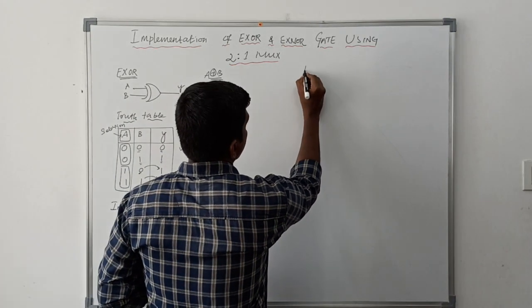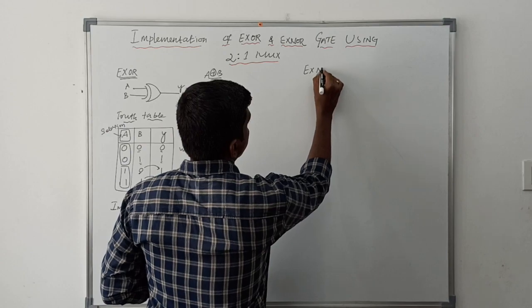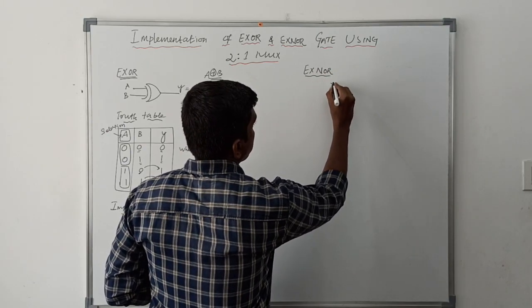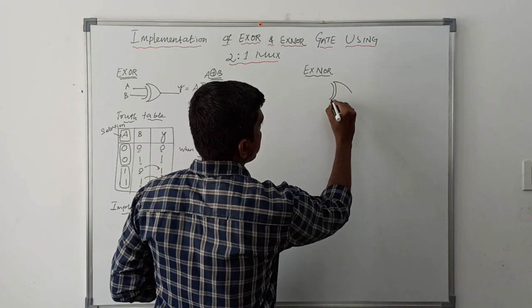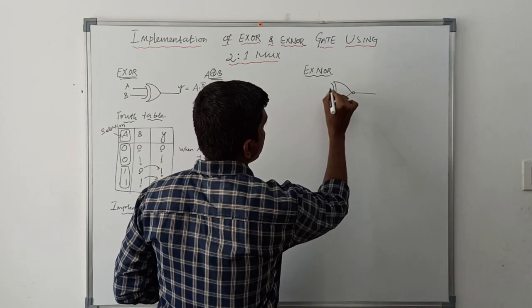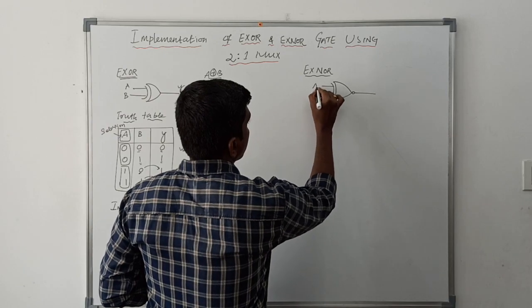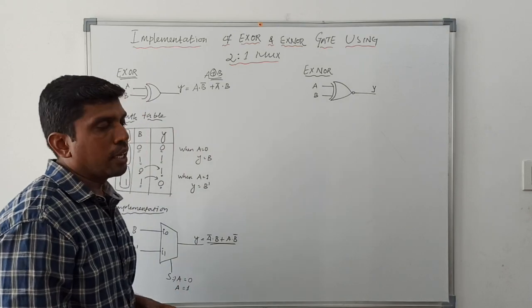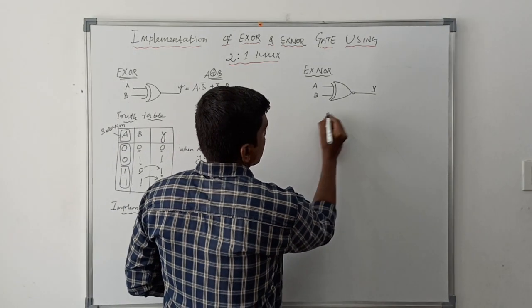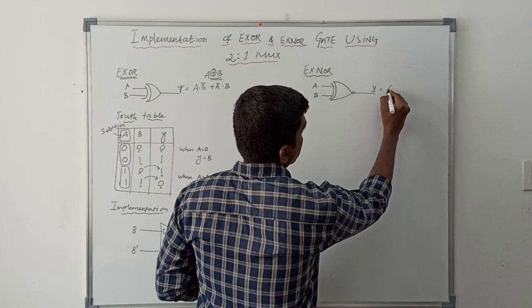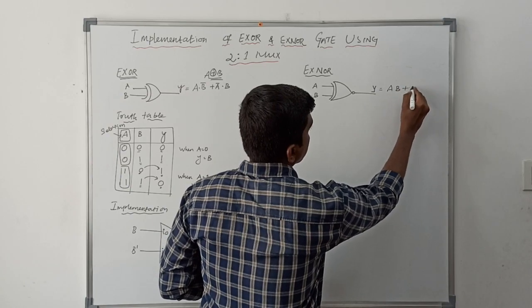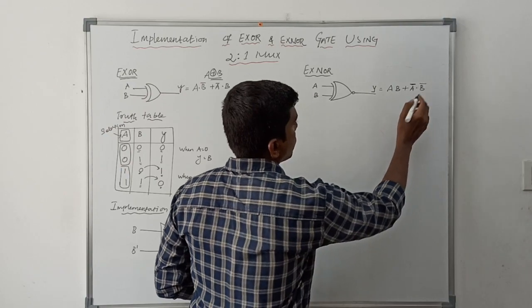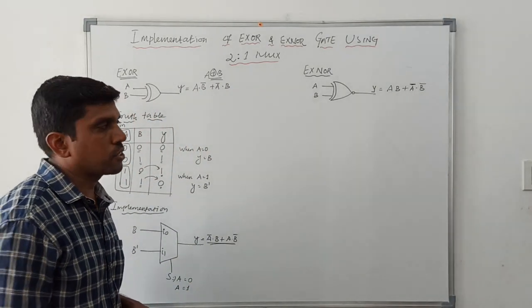Then come to XNOR gate. First I draw the symbol. It's a two input XNOR gate symbol. A and B are the input variables, Y is the output variable. The corresponding Boolean expression is AB plus A bar dot B bar. So it's the Boolean expression for XNOR gate.